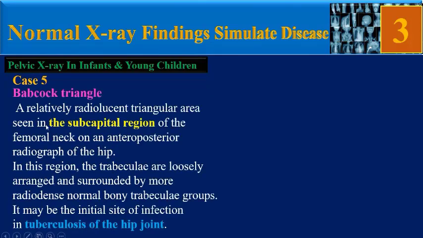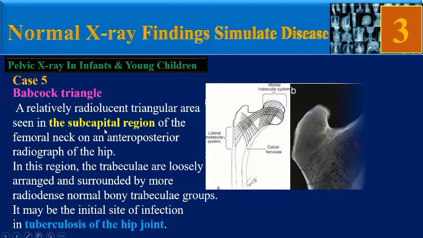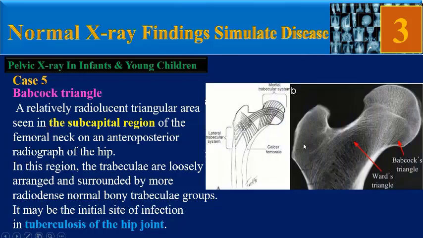Babcock's triangle is a relatively radiolucent triangular area seen in the subcapital region of the femoral neck on an AP view. We can see here Babcock's triangle and Ward's triangle simultaneously. In this region, the trabeculae are loosely arranged and surrounded by more radiodense normal bony trabeculae groups. It may be the initial site of infection in tuberculosis of the joint.